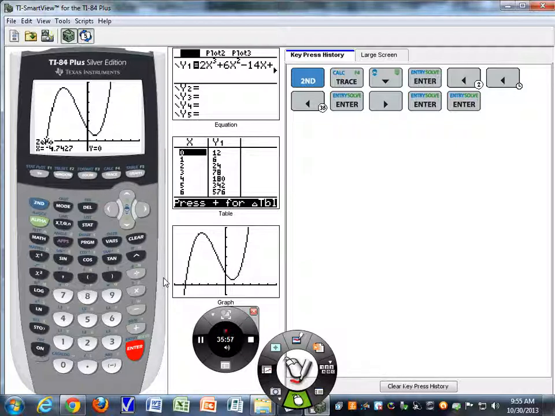Does everybody feel comfortable with finding a maximum or a minimum? Hannah? For this that we just did?